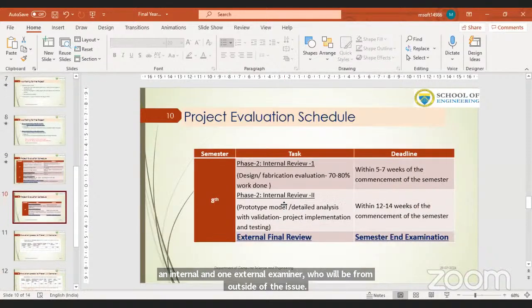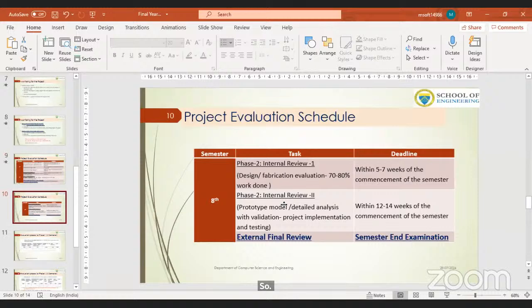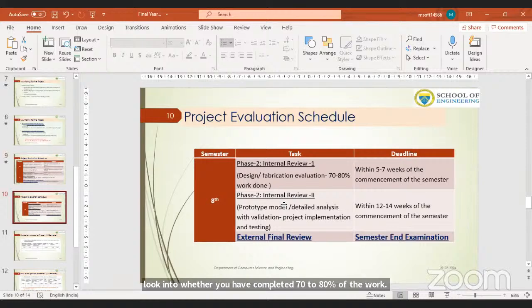So for the 8th semester, the guidelines will be like this: during the 5th or 7th week, that means within 1 to 1.5 months, we'll look into whether you have completed 70 to 80% of the work. And towards the end, we will look into whether the project is completed, as well as whether the testing is done for that or not. And again, the semester end examination will be an external final review, including one internal and one external examiner from outside of DSU.